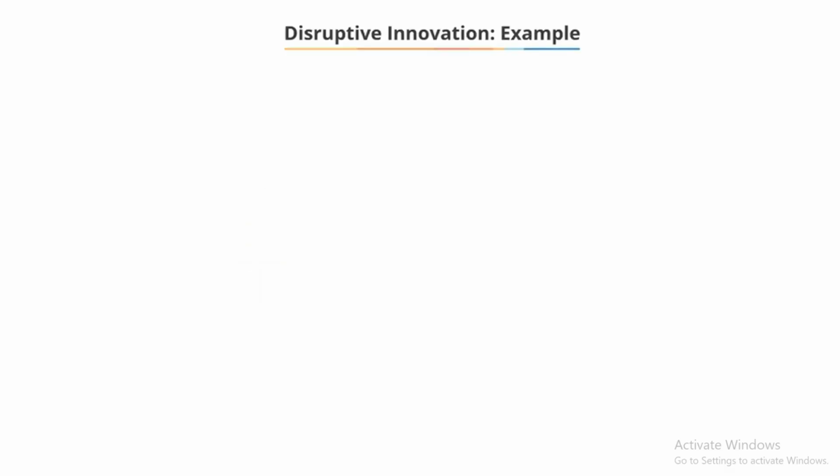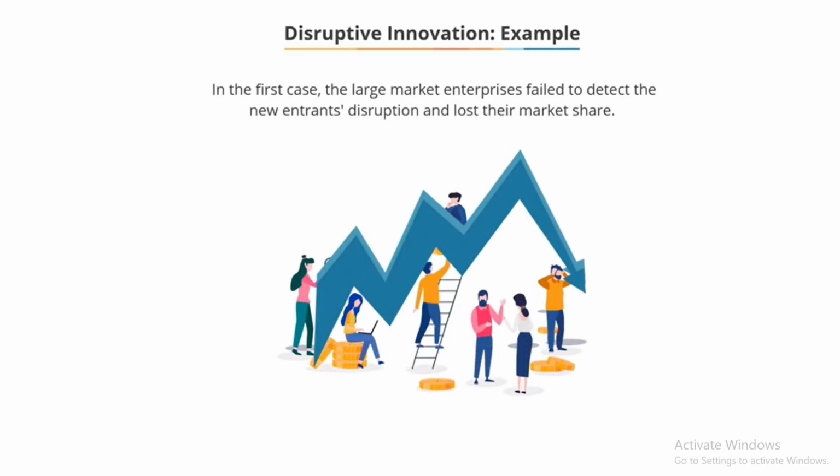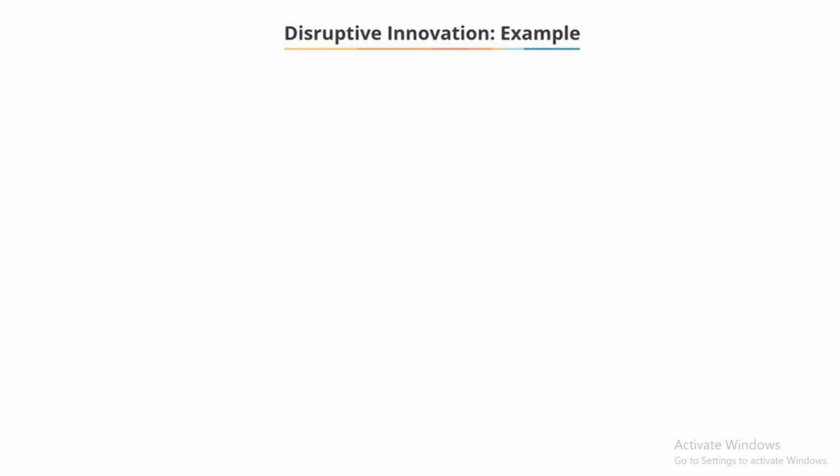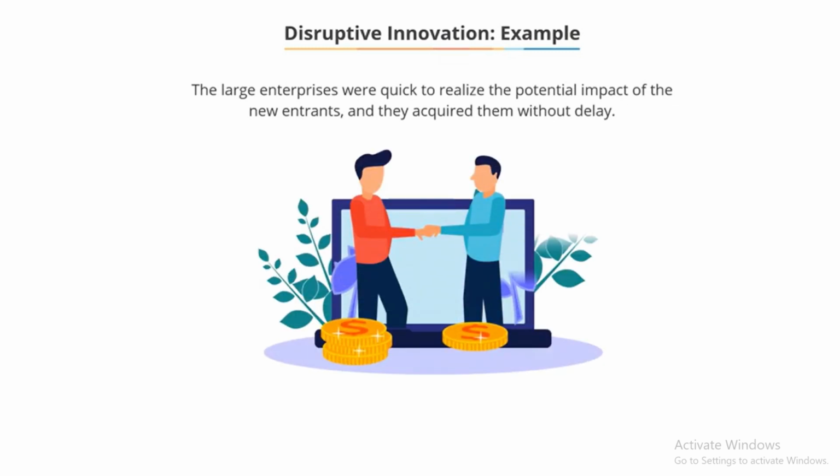These examples are a reflection of disruption theory in action. In the first case, the large market enterprises failed to detect the new entrant's disruption and lost their market share. In the second case, the large enterprises were quick to realize the potential impact of the new entrants, and they acquired them without delay. This helped them leapfrog their competition in this space.